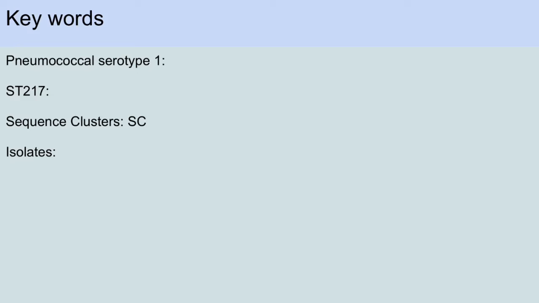Sequence clusters. Sequence clusters is simply the grouping of biological sequences that are somehow related, and they will also be referred to as just SC. And lastly is isolates. This is referring to the clone's DNA that had to be isolated.